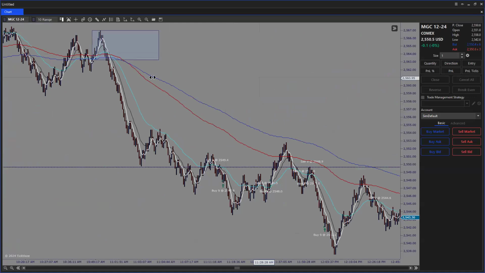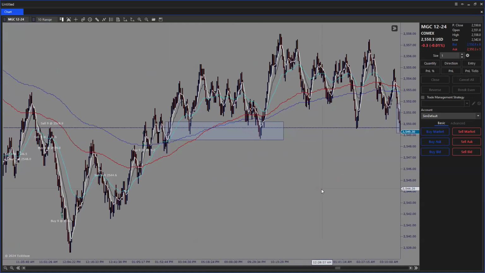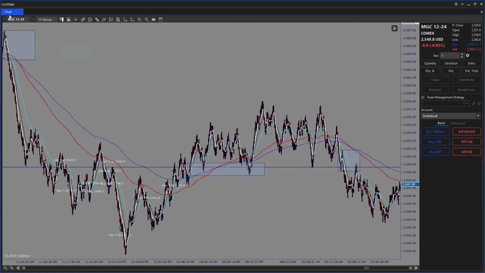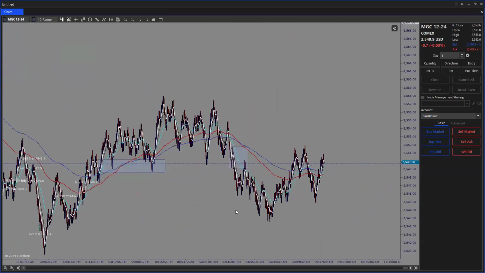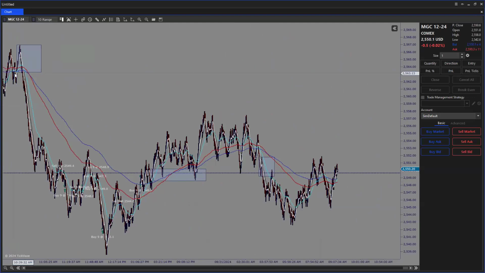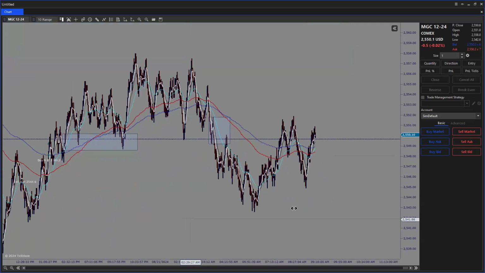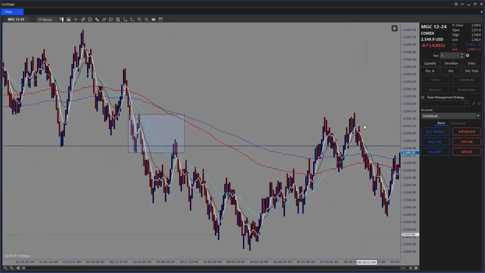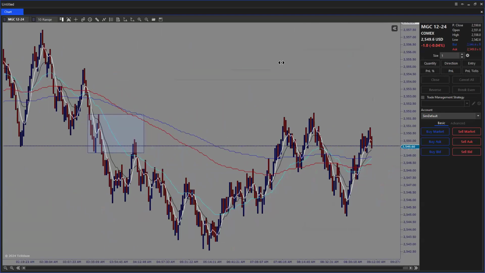Let's go further back. Yeah, I think that's about it. Let me zoom all the way out and see where we're at, because we have this zone up here that never did get tagged. When is that from? 10:30? Yeah, that's fine. We'll pay attention to it. All right, so that's good to go.